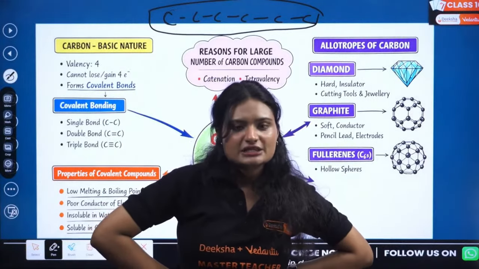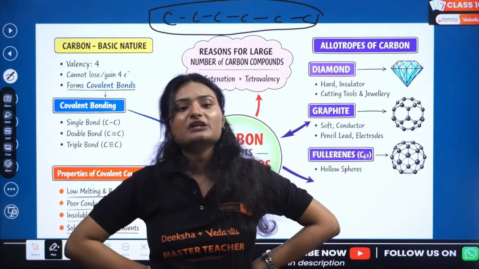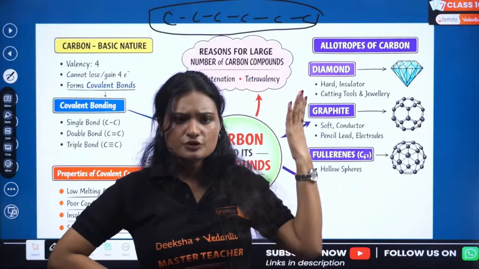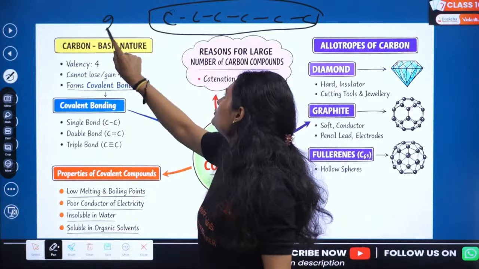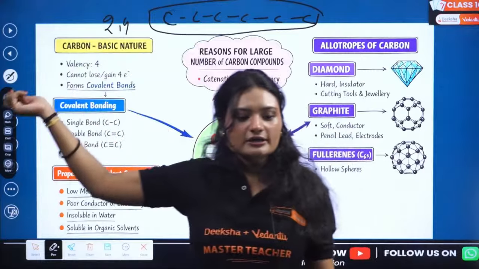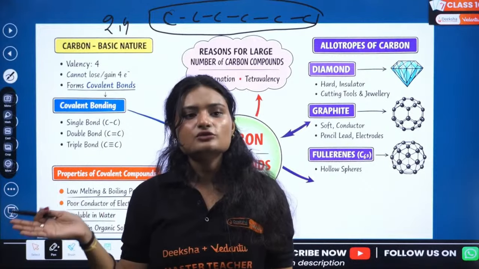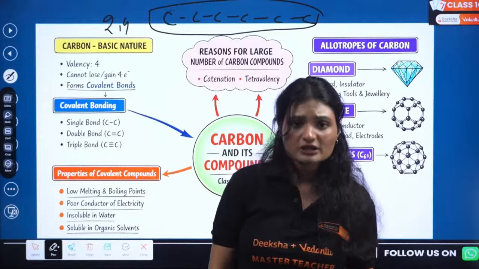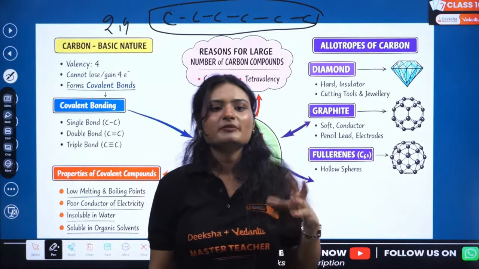Next is tetravalency. Valency means the ability of an atom to combine with other atoms. Carbon at one time can combine with 4, right? It has a valency of 4. What is the electronic configuration? 2, 4. It needs 4 electrons to complete its octet. So it can either form a cation or an anion. Either it can lose these 4 electrons and form a cation, or it can gain 4 electrons and form an anion.